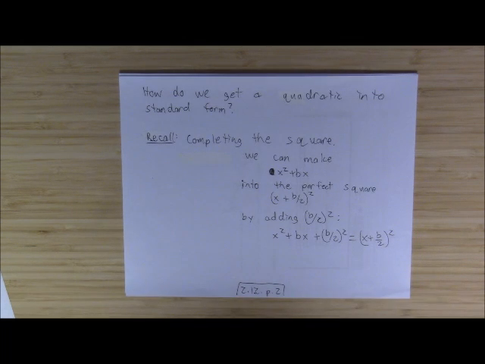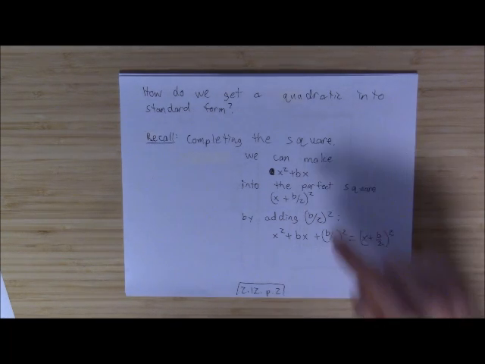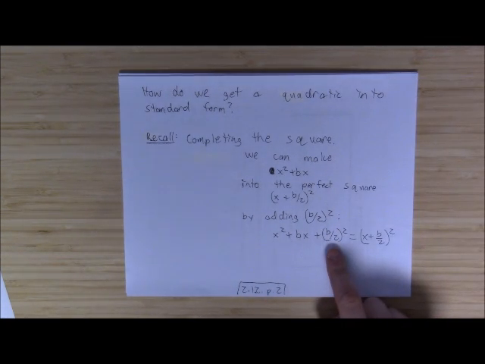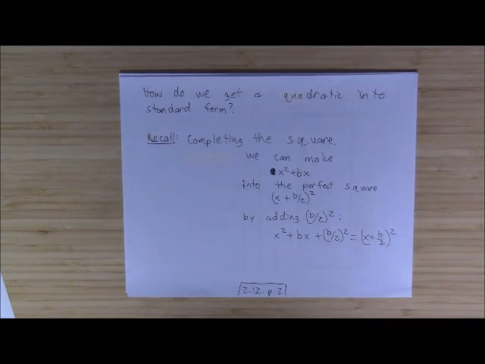Okay? So, since it's so useful, it would be nice to know how to get a quadratic into standard form. To do this, we need to recall completing the square. Namely, we know we can make x squared plus bx into the perfect square (x plus b over 2) squared by adding (b over 2) squared. So we go ahead and add that and we get a nice perfect square.